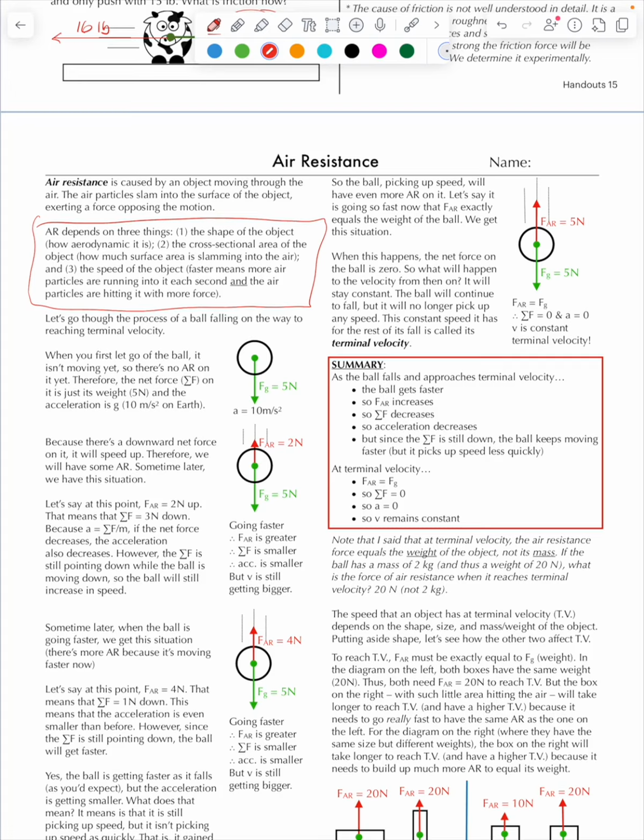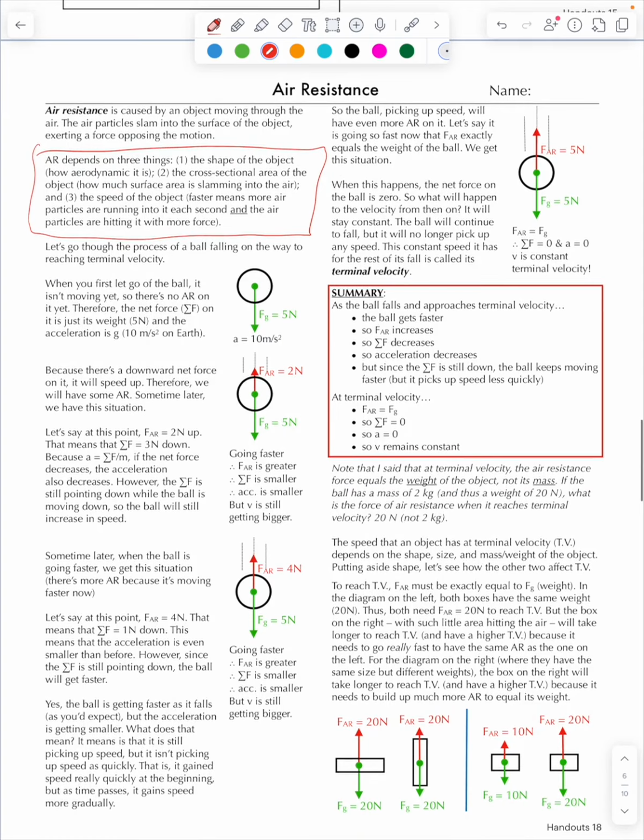But also, if it's moving faster through the air, those impacts are harder. There's a harder force on the paper from the air molecules. Anyways, again, I doubt I'll ask that, but just be ready.